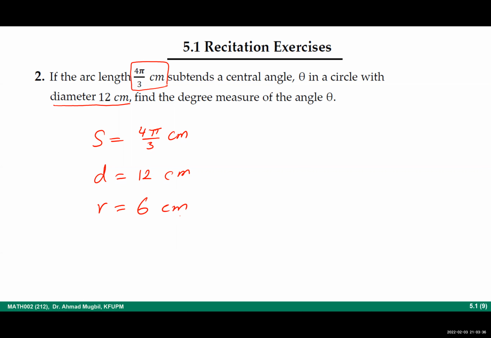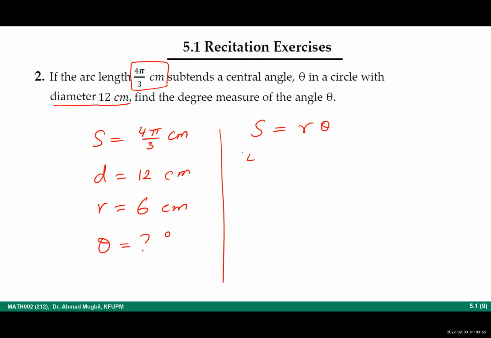Find the degree measure of theta. So we want theta, but in degrees, not in radians. So how to do that? We will apply the formula. Remember the main tool that we have here: S equals R theta.